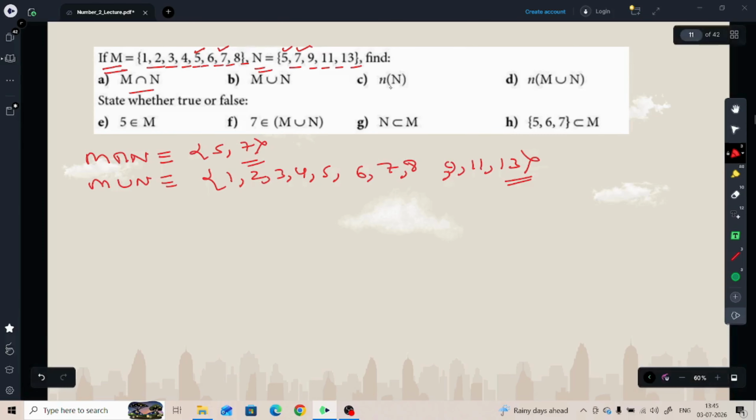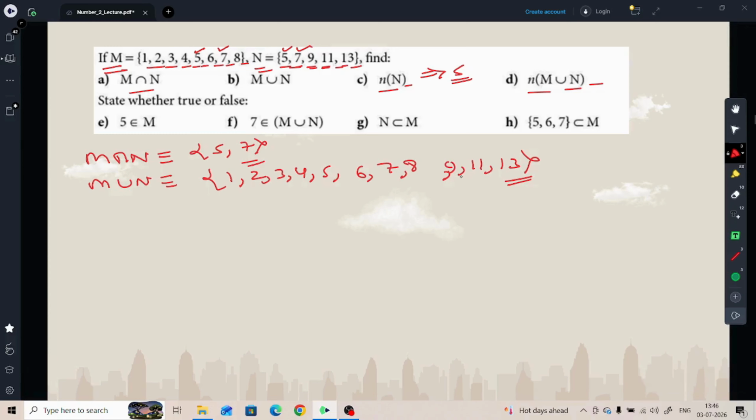Now the next question is n of N. That means the number of elements in the set N. You can count it up, 1, 2, 3, 4, 5. So 5 is the answer. And then it is asking you the number of elements in set M union N. So we can count this up. 1, 2, 3, 4, 5, 6, 7, 8, 9. So 9 elements plus 2, so 11 elements are there. Be careful while you are doing this. And then it is asking you the following.